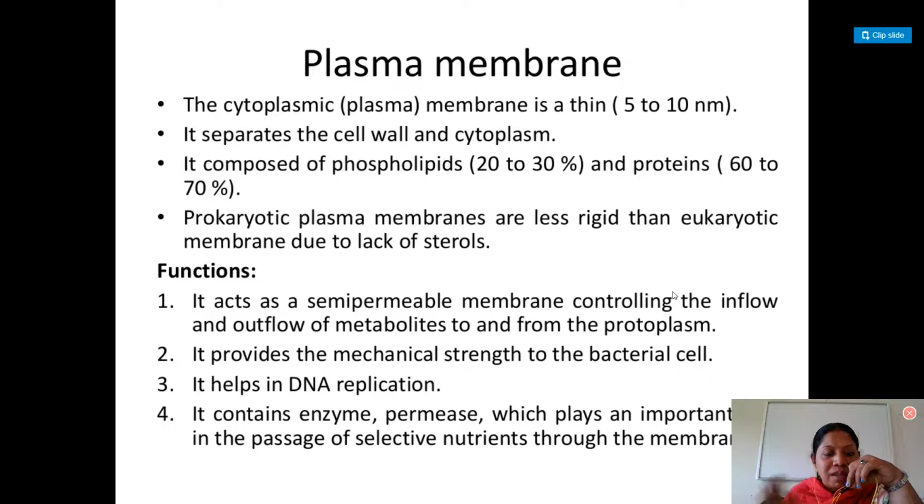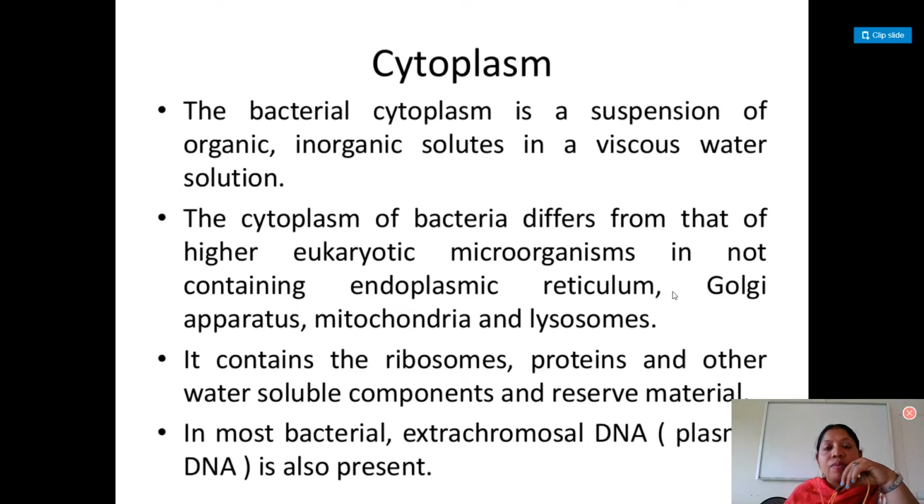It provides mechanical strength to the bacterial cell. It helps in DNA replication. It contains enzymes like permease, which plays an important role in passage of selective nutrients through the membrane. The next important one is cytoplasm.